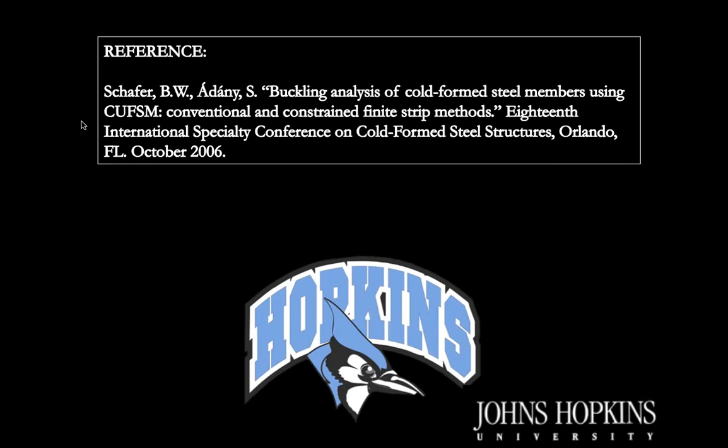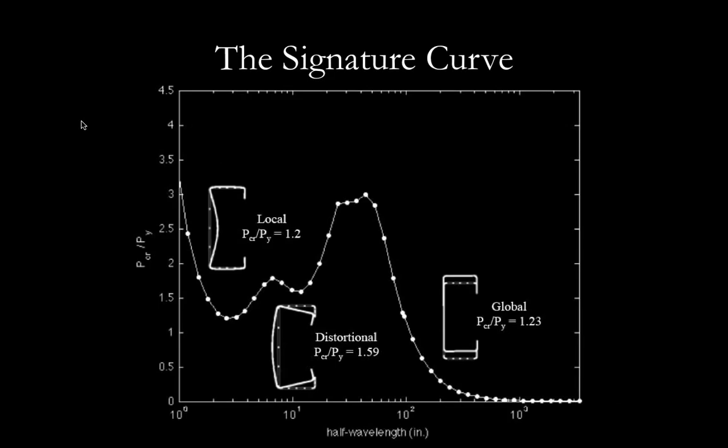And finally, a look into the signature curve. Here's an example for a cold-formed steel lip channel. As you can see, the signature curve has on the y-axis a ratio of the critical buckling load to the yield load. On the x-axis, we have the half wavelength in terms of length. This first minima corresponds to the local buckling minima, the second minima to distortional buckling, and out here, we have Euler buckling or global buckling.